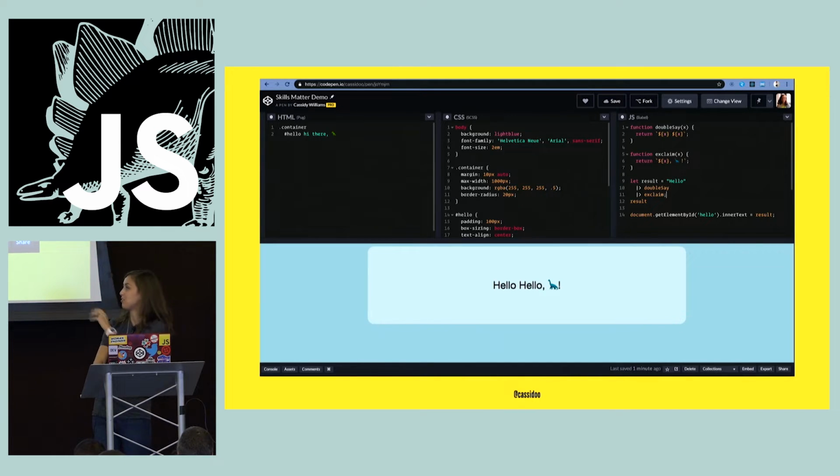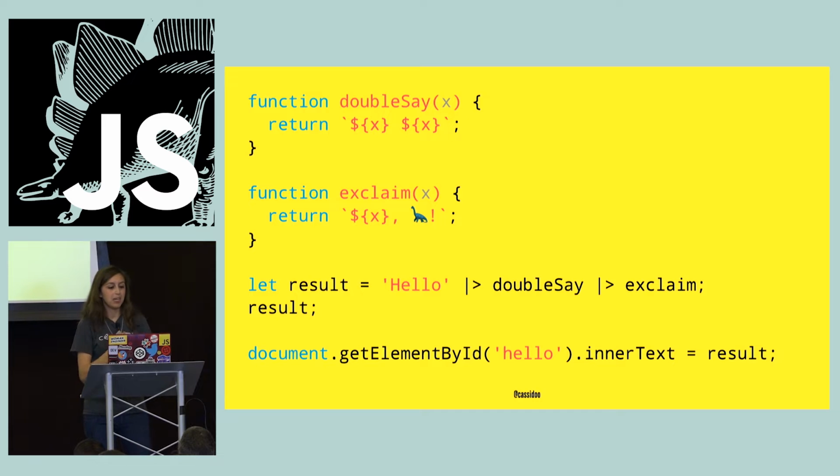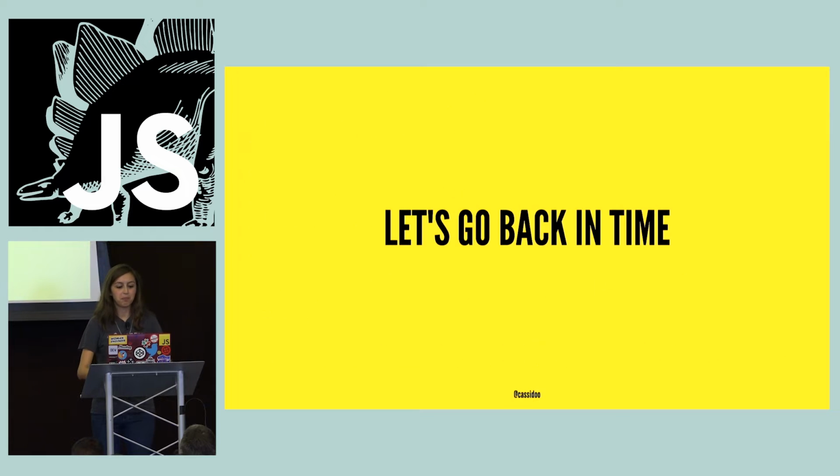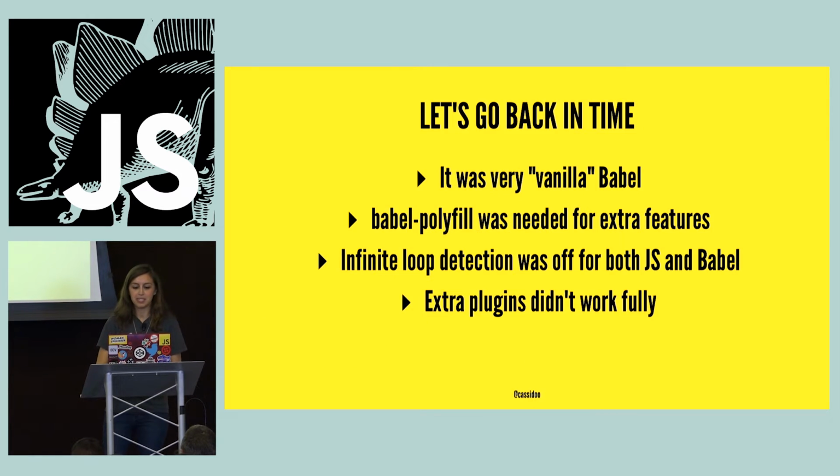And if you can't see very well, I zoomed in, and you might be able to see that we have this funky line right here with pipeline operators. That is very recently available, and that's the project I'm going to be talking about today, being able to build really modern JavaScript in the pen editor. So let's go back in time to before this happened.